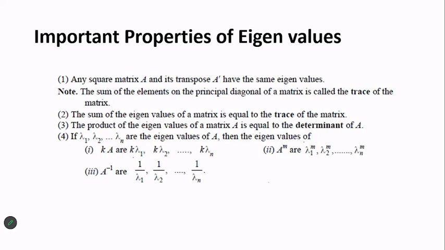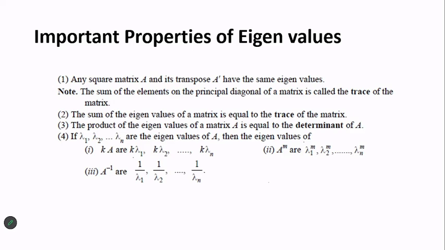For example, if we consider a matrix A, let's say that the eigenvalues are 1, 2, 3. Then the transpose of A also has the same eigenvalues, which is 1, 2, 3. The second one is that the sum of the eigenvalues of a matrix is equal to the trace of the matrix. Last week, we learned what we mean by trace. And the product of the eigenvalues of matrix A is equal to the determinant of A, right?